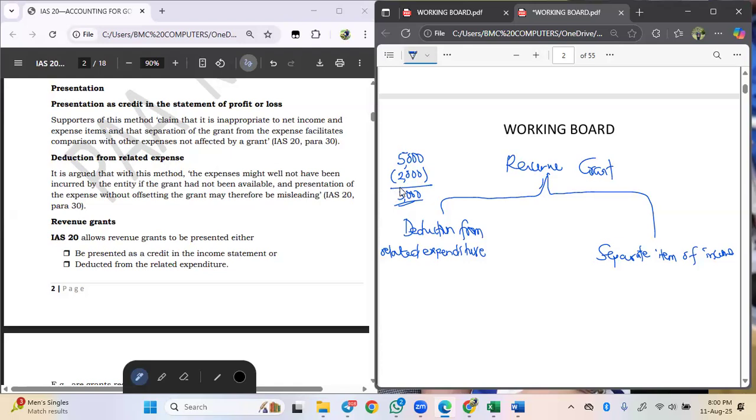Now let's talk about the separate item of income, or the one we call the deferred credit method. Now that one, we are saying that the grant is treated as a deferred income. Now we all know that deferred income is also treated as a liability. But we know this accrual concept.